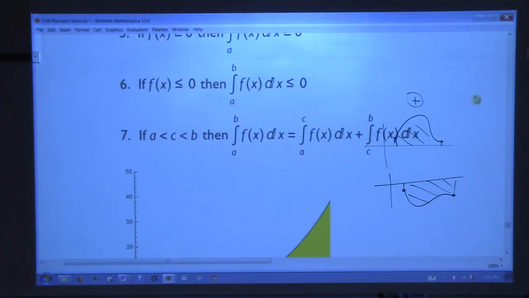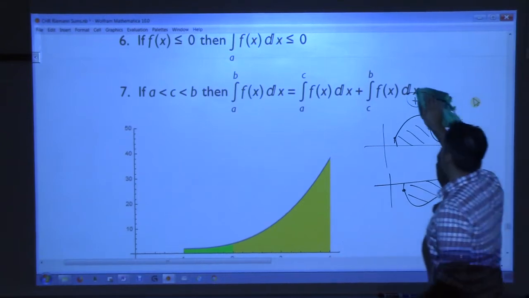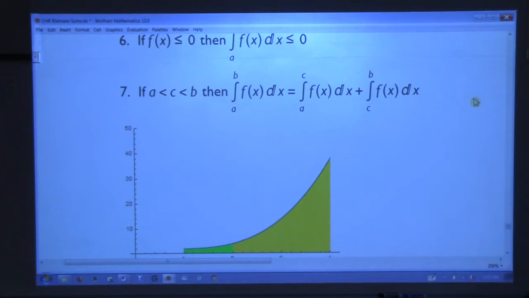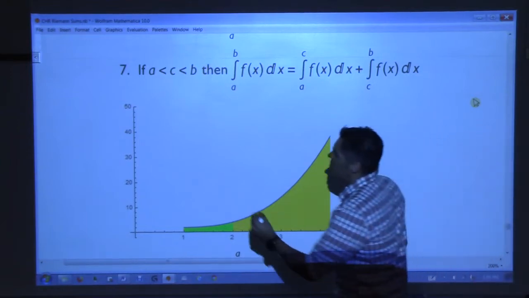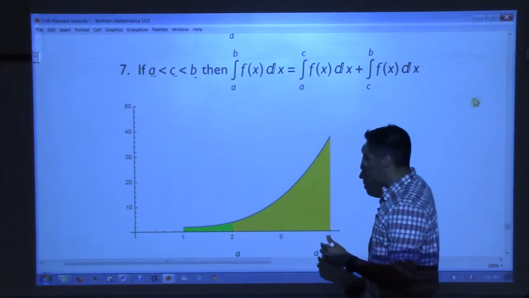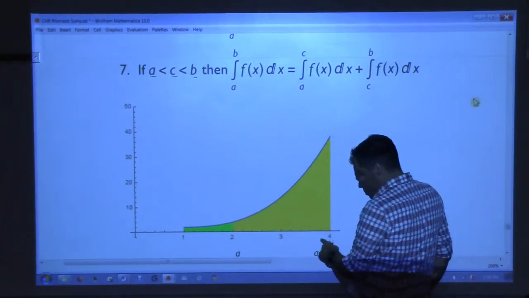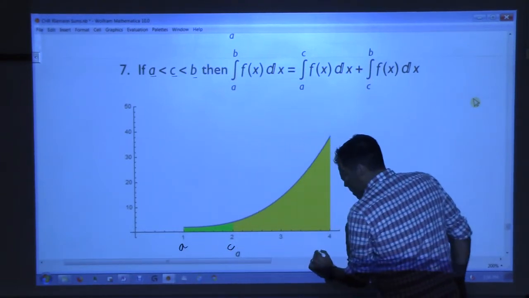All right, the seventh property. This property actually turns out to be kind of useful sometimes. It's going to be useful in the next section, 6.6. It says, let's say that you have three numbers, A, C, and B. All right, A is less than C. So I'm going to label these, even though you can see this is 1, 2, and 4 here. This is A, I'm going to say this is C, and this is B.